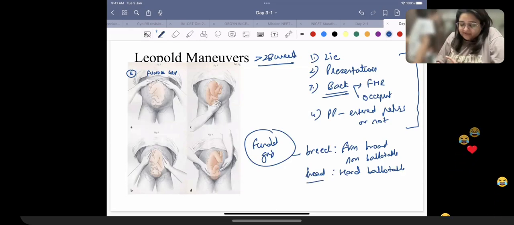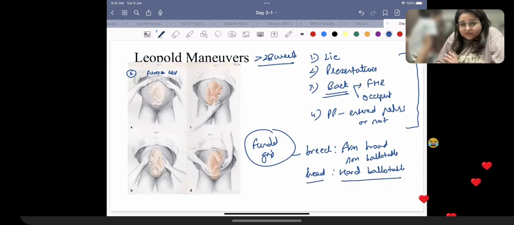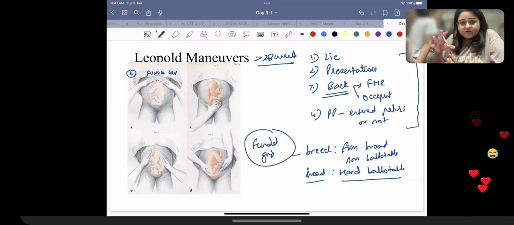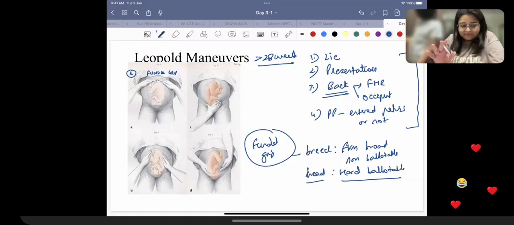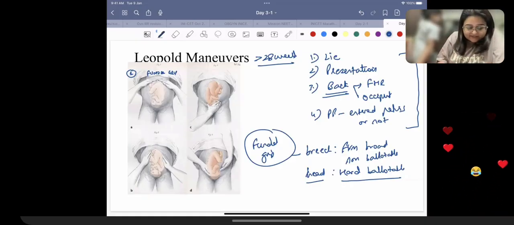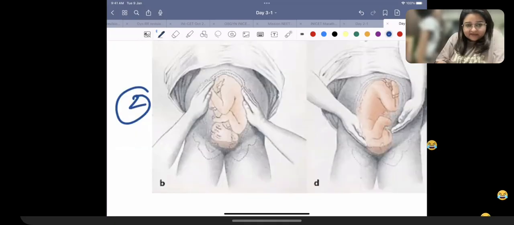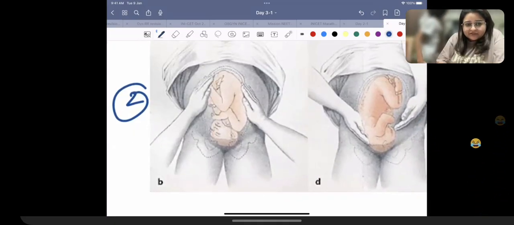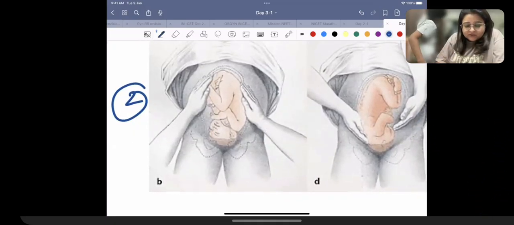So if it's the head, it's a hard, ballotable structure, and this will tell you what part is occupying the fundus of the uterus. Now the second grip is this one. Can you see, it's the lateral grip? The lateral grip tells us which side is the back of the baby and which side are the limbs.